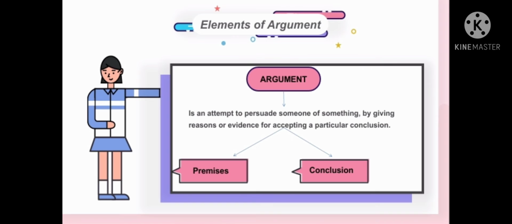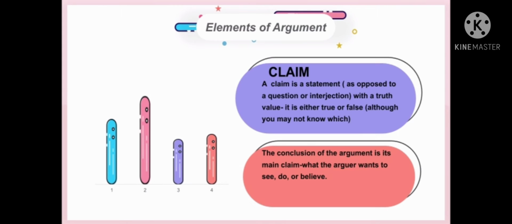The next is a claim. A claim is a statement as opposed to a question or interjection, with a truth value: it is either true or false, although you may not know which. The conclusion of the argument is its main claim, what the arguer wants you to see, do, or believe. The premises are the claim or claims that provide support, a reason to accept the conclusion. To make an argument, you must articulate at least two claims. At least one of the claims must offer or attempt to offer support for the conclusion.